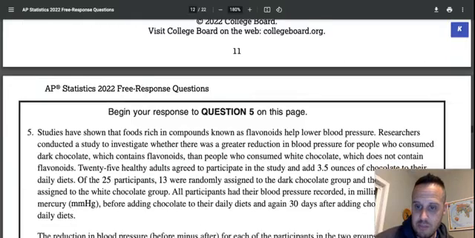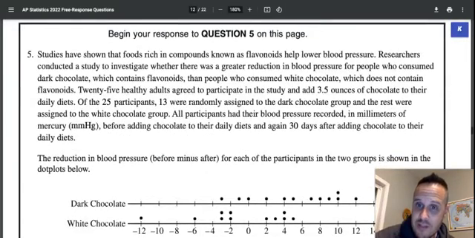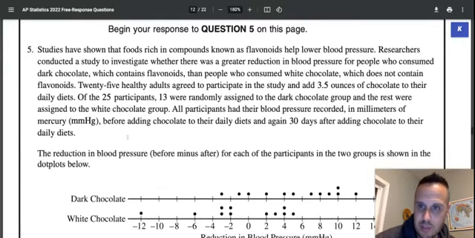Okay, so it really depends if 0.5 is in the interval or not. And then studies have shown foods rich in compounds known as flavonoids help lower blood pressure. Investigate whether there is a greater reduction in blood pressure for people who consume dark chocolate, which contains flavonoids, than people who consumed white chocolate, which does not.